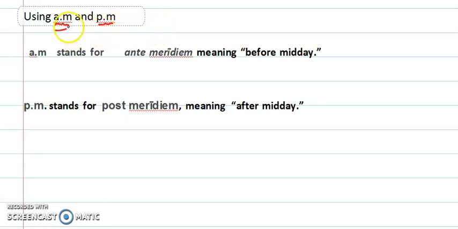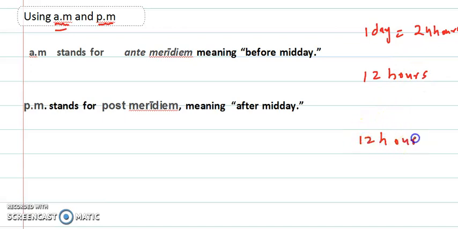But before learning their meanings, we need to understand the basic unit of time, how the time is divided into different slots, into different groups. We know that one day is equal to 24 hours. Now, these 24 hours of one day are divided into two slots. Each slot is of 12 hours, 12 hours one slot and 12 hours another slot. Each slot of 12 hours has a significance.